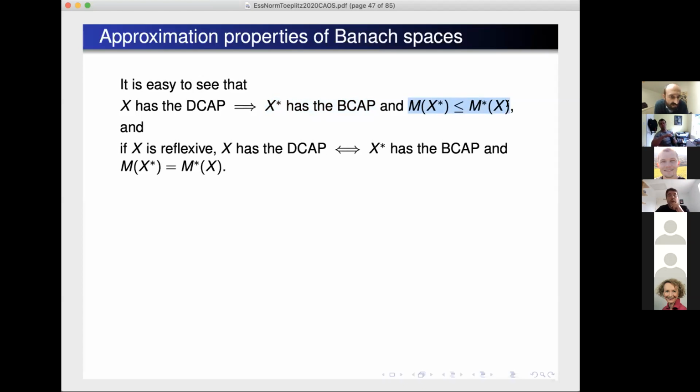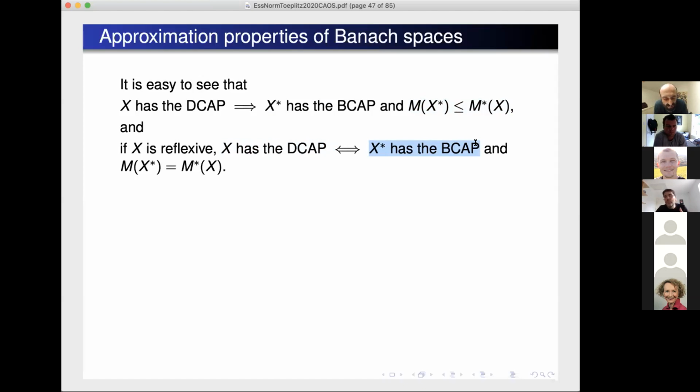Now I apologize, this might be an overkill, because I will only deal with reflexive spaces. My spaces are L^p or H^p spaces, p strictly between one and infinity. My spaces will be reflexive. For reflexive spaces, there is no difference between those two properties. So X having the dual compact approximation property, or X star having the bounded compact approximation property, there's no difference. Because every compact operator is the adjoint of a compact operator. Just take the second adjoint, that will be the original operator. So this is all I need.